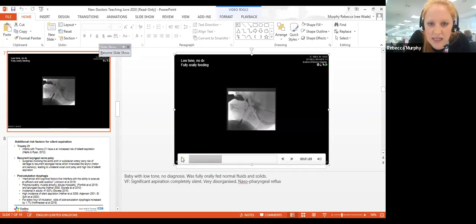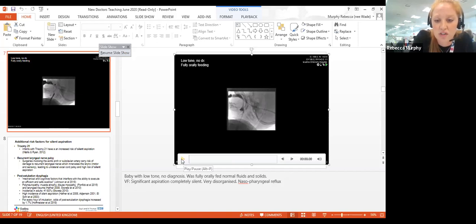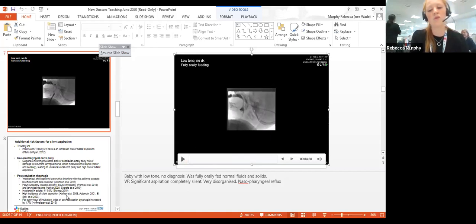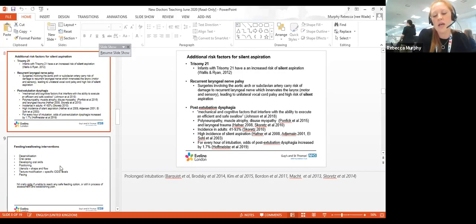So this baby had low tone, no diagnosis, and they were fully orally feeding. So we took them to video fluoroscopy, and I don't know if you can see this here, but it shows significant silent aspiration. They were really disorganized and also had nasopharyngeal reflux. So there, the aspiration is quite marked, and that was a typical low tone baby, like I say, no diagnosis.